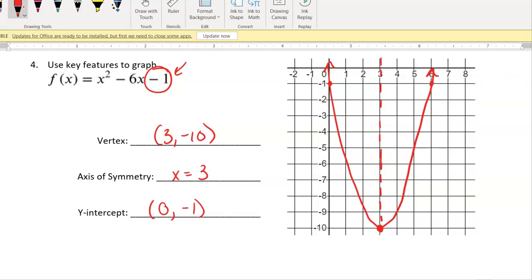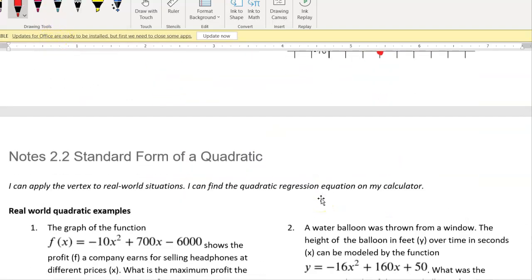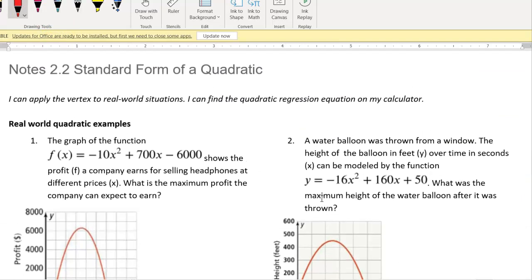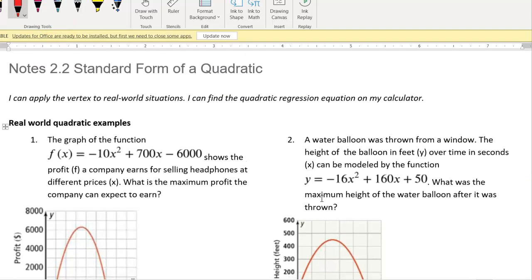So that's the end of this first part of our notes that we'll focus on today, which is making sure you know how to use the standard form of a quadratic to find the vertex and graph it. And in the next part of our video, we're going to learn how to do some application with your graphing calculator. So you want to make sure you have a graphing calculator for that.